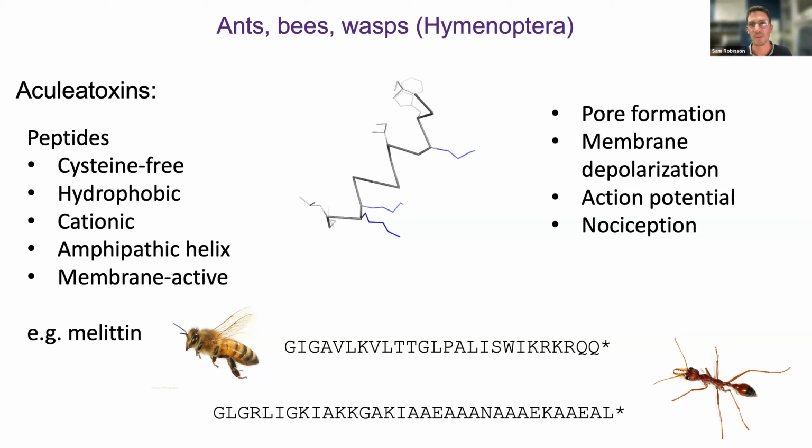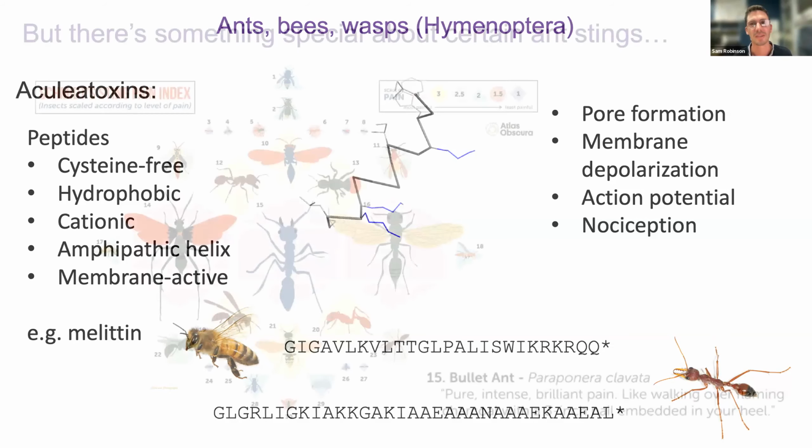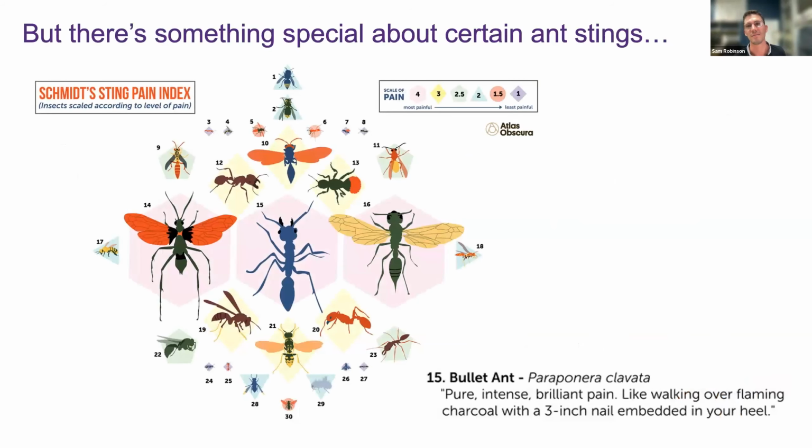In some ways, this was a little bit disappointing. It didn't tell us anything new about pain or anything new about any of the channels involved in pain. We know there are membranes in neurons. But there are ants that definitely have very special stings. Some of you might have heard of the Schmidt sting pain index.